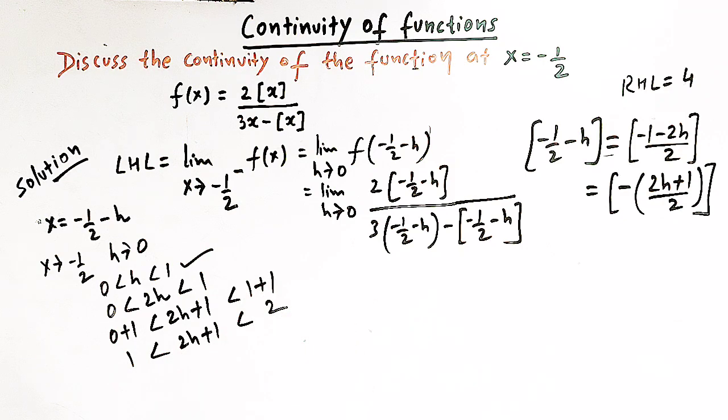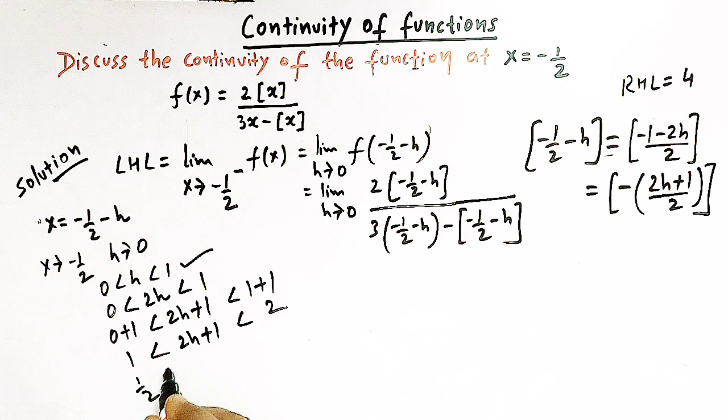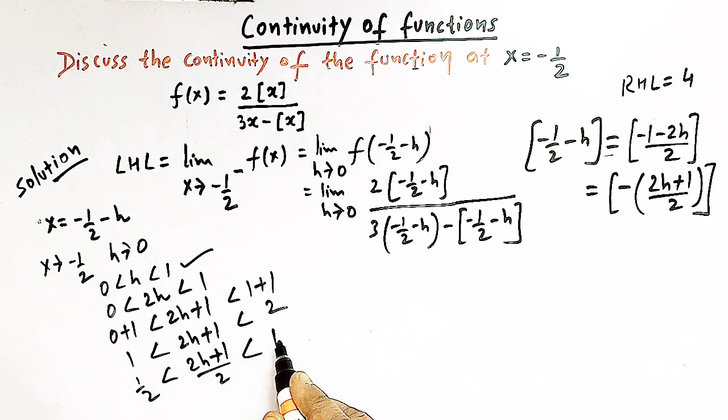This is 2, right? And let us divide throughout by 2. We have 1/2, here we have (2h + 1)/2, and here 2 over 2 is 1, right? So we have (2h + 1)/2. It lies between 1/2 and 1, that is, greater than 1/2 but less than 1.